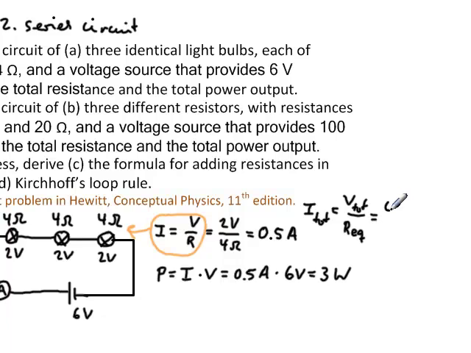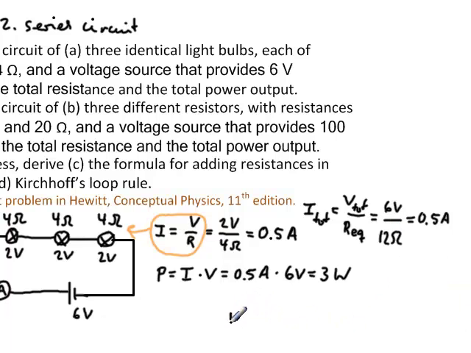Well, I have 6 volts, of course, as the total. And I divide that by the equivalent resistance, which is 12 ohms, 4 plus 4 plus 4. And that is indeed the total current of 0.5 amps.